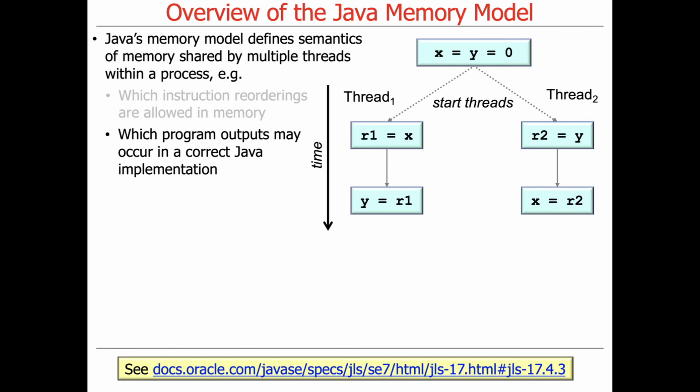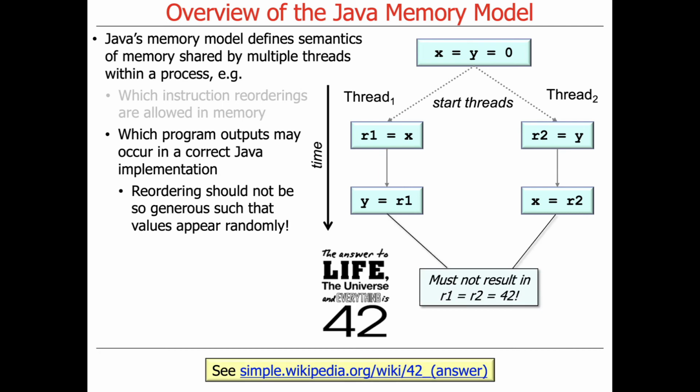Another question is, what are the outputs that can occur in a correct Java implementation? And again, you can read about this. This is the Java memory model specification. You can read about that there. So let's take a look at this example. So there needs to be some control of the values that you can see.